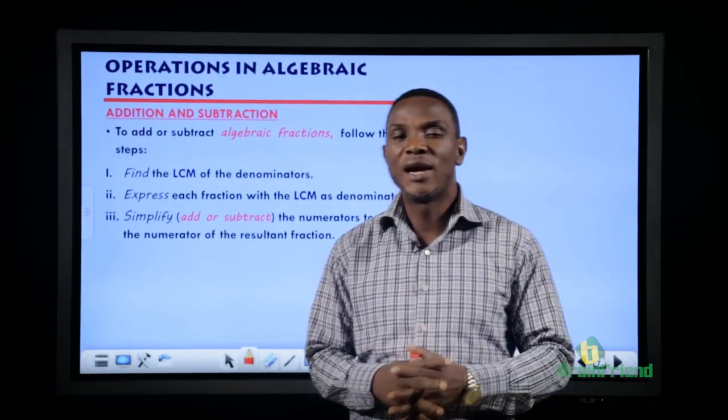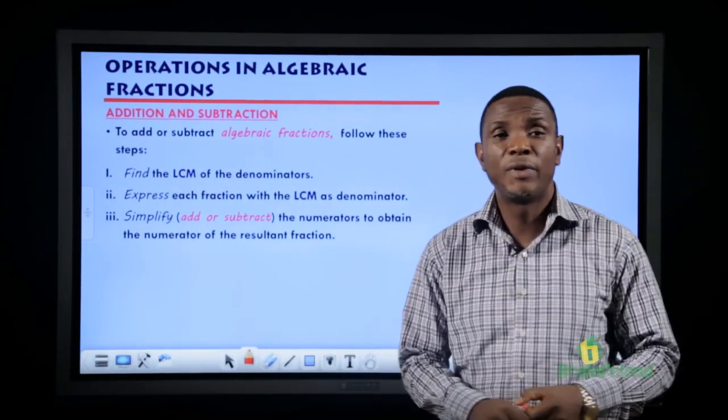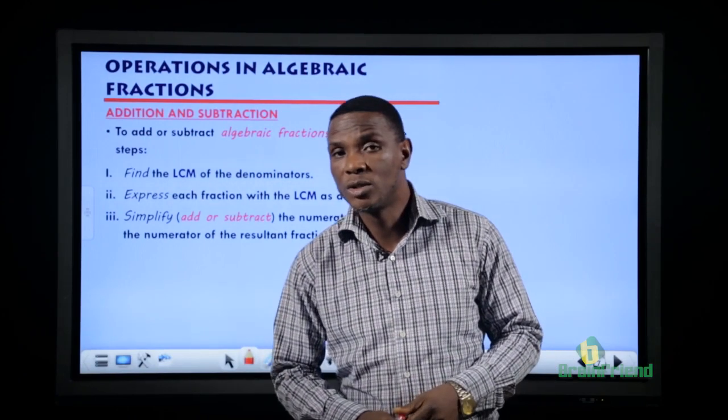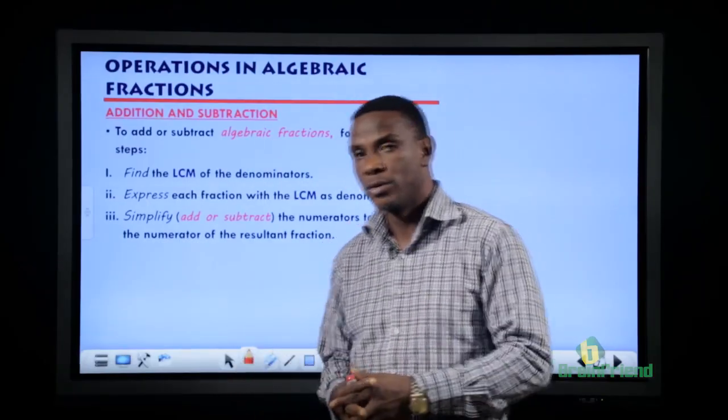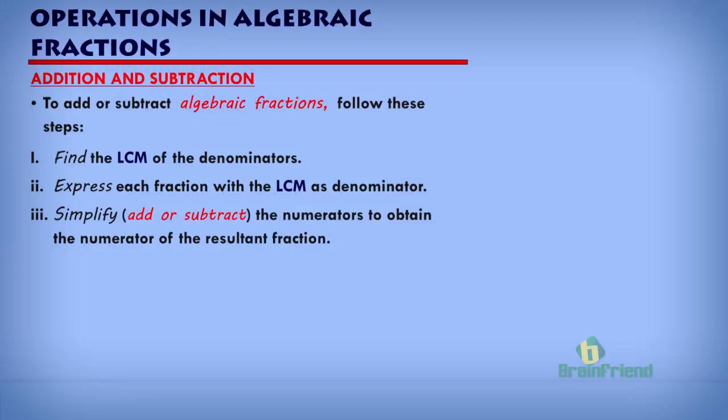Now, we'll learn how to carry out operations in algebraic fractions. So we have operations such as subtraction, multiplication, addition, division. Let's start with the addition and subtraction of algebraic fractions. Now, to add or subtract algebraic fractions, we follow 3 simple steps. Step 1, find the LCM of the denominators first. Secondly, express each fraction with the LCM as a denominator.